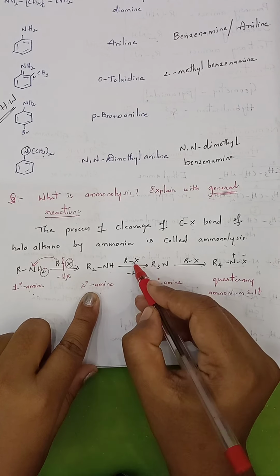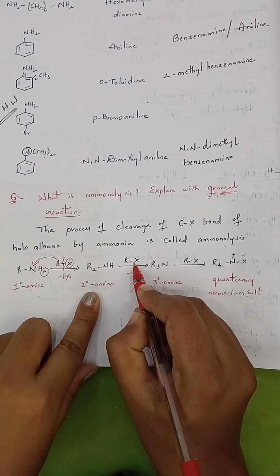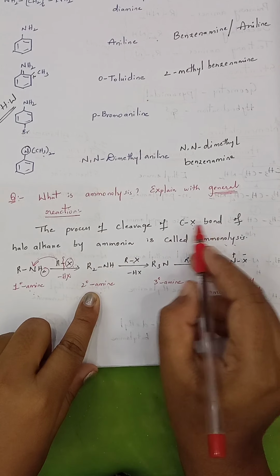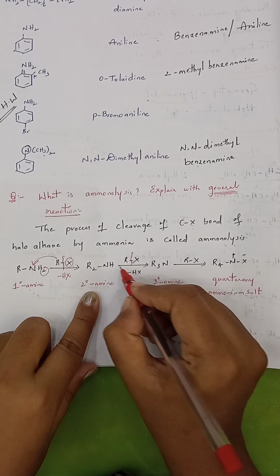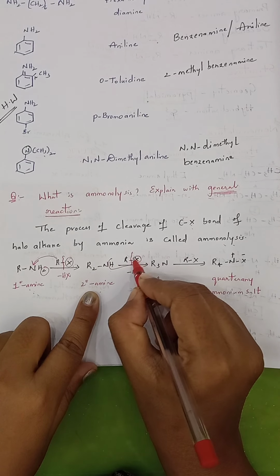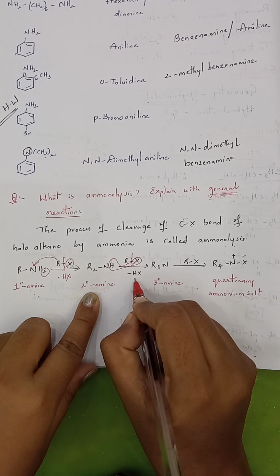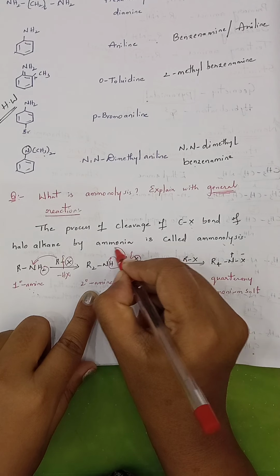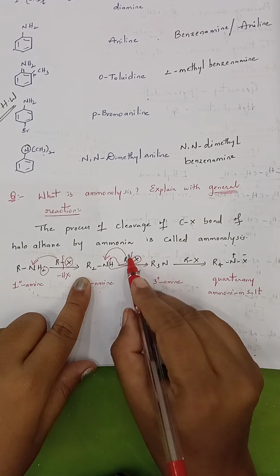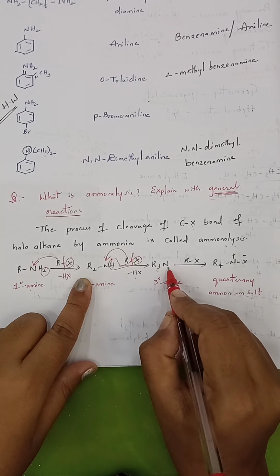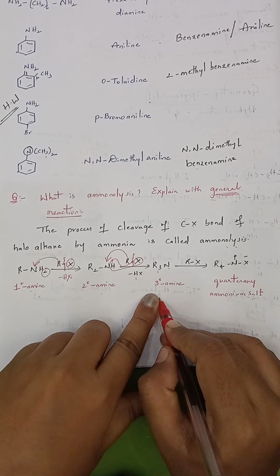Now the secondary amine reacts with RX once again. What is this reaction? Cleavage of the C-X bond. The C-X bond cleaves and H and X together eliminate as HX. And this R group is again added to nitrogen. Already it is with 2 R groups. By adding one more, it converts to R3N, which is called a tertiary amine.